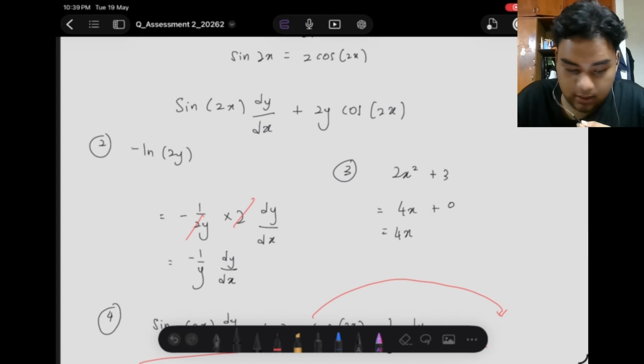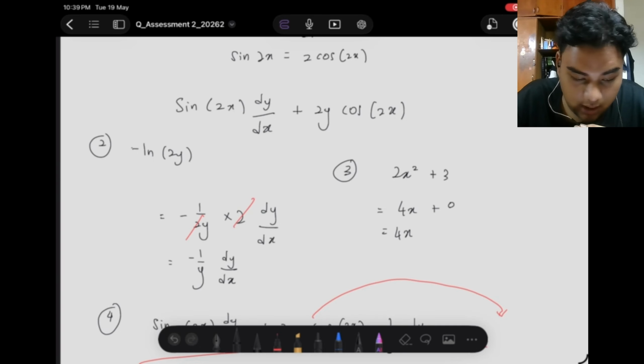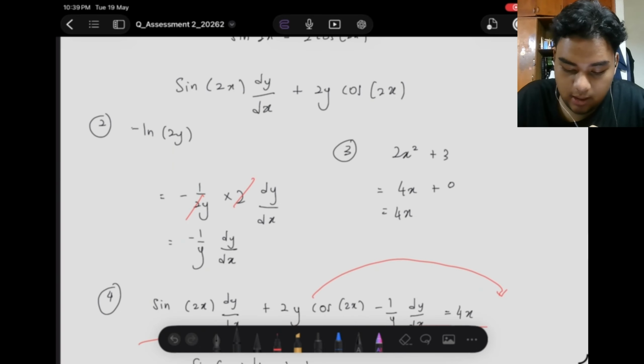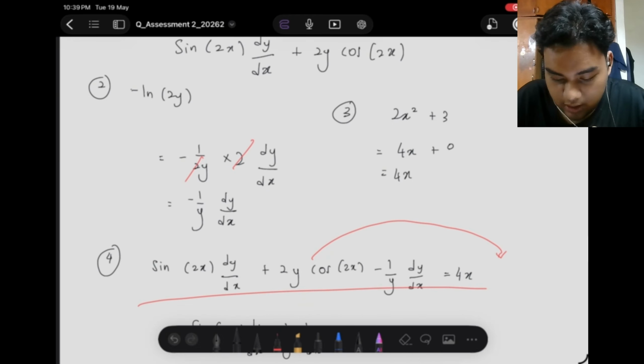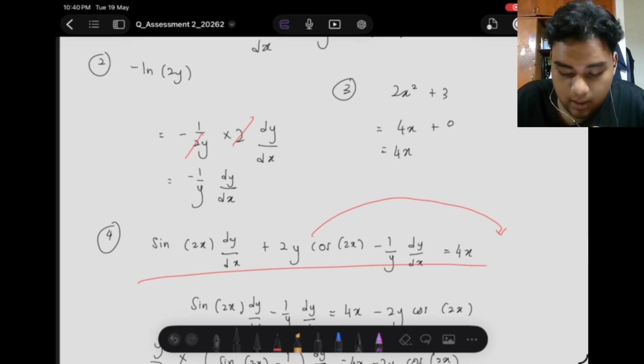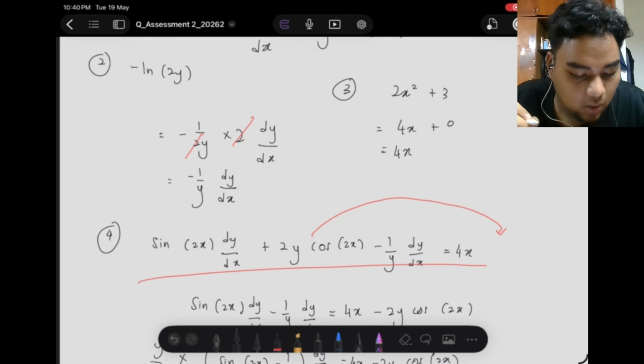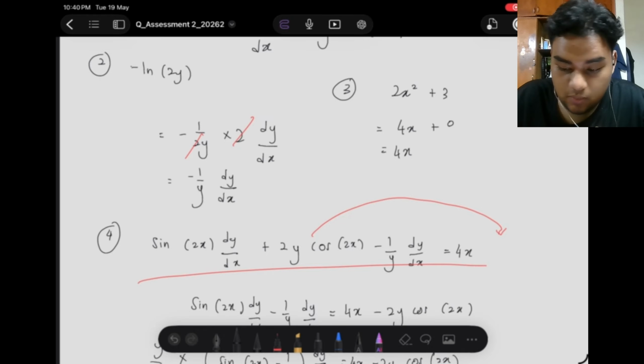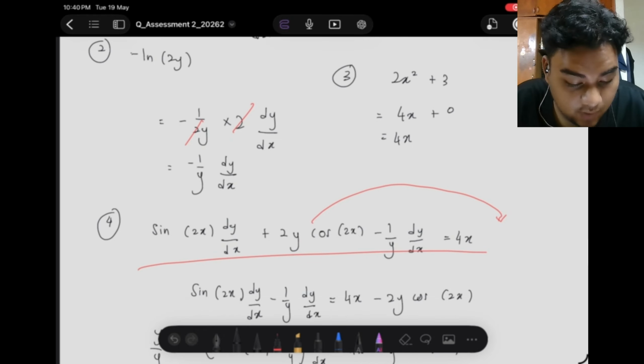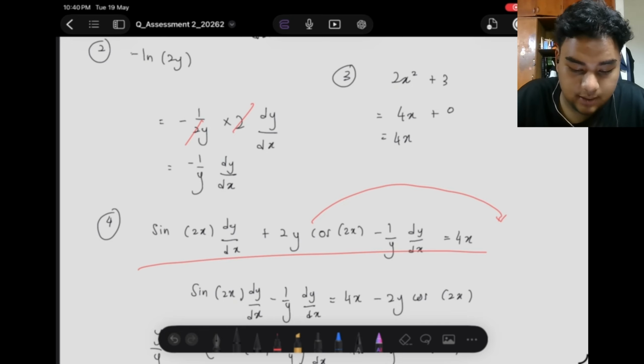So for the second term, which is negative ln 2y, we can apply the chain rule. The derivative of a natural log is 1 over its inner function, multiplied by the derivative of the inner function, which will give us negative 1 over 2y times 2 dy over dx. Cancel both 2s, so that will leave us negative 1 over y dy over dx.